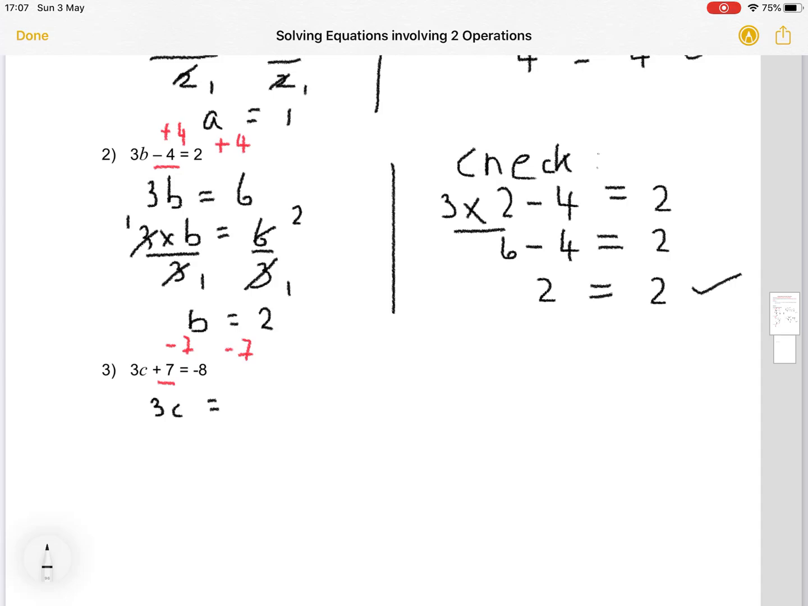I owe money only, I don't have anything in my pocket, so I owe 8 euro from the first shop, another 7 from the second shop. Altogether, I owe 15 euro, so negative 15. 3c means 3 times c is equal to negative 15.